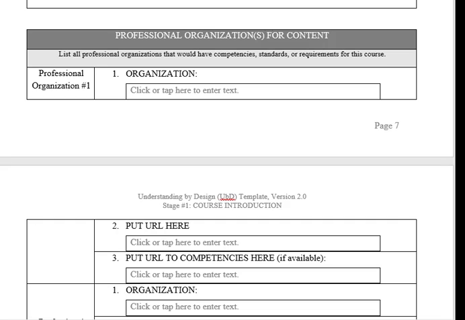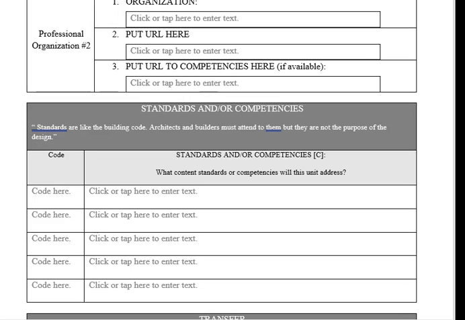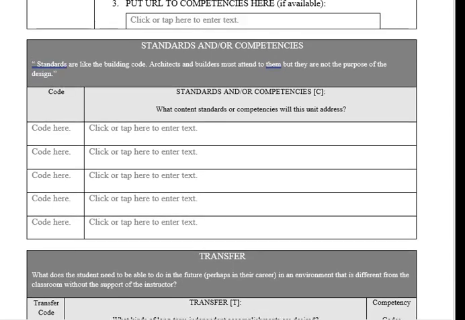Then we're going to go into specifics about our competencies and standards that our unit is based off of. So what professional organization are these units, competencies, and standards coming from? Where can we find it on the internet? And then specifically, if there is a URL that links directly to the competencies, we want to list that there. And you may be using more than one professional organization to get those competencies.